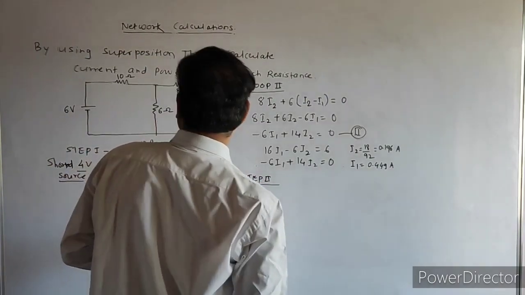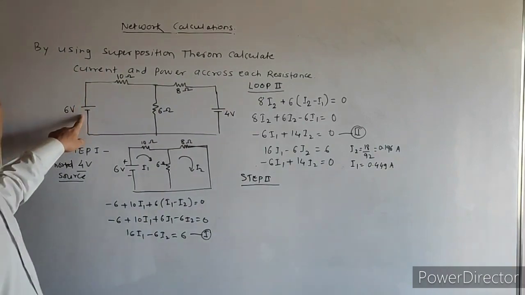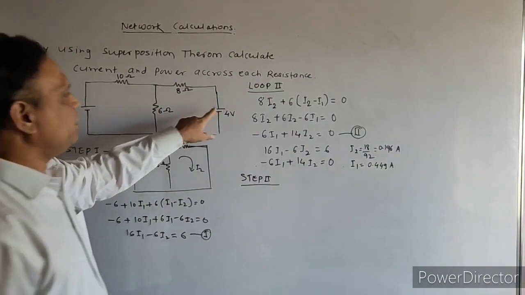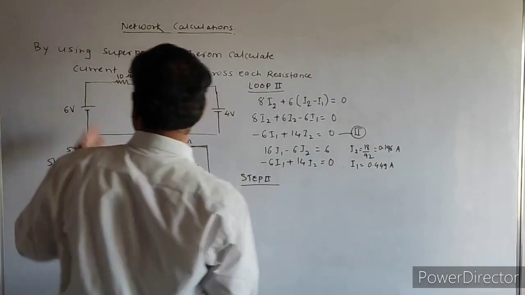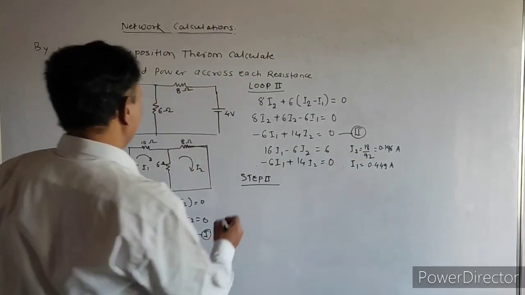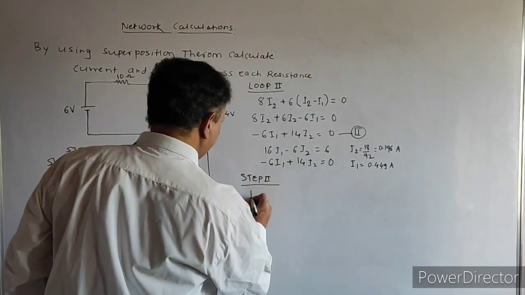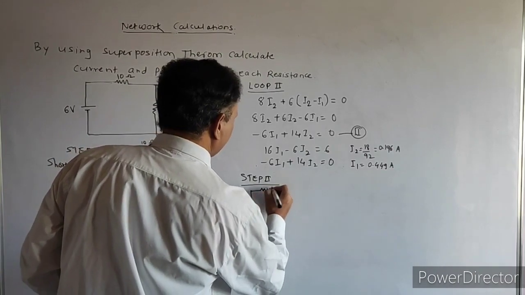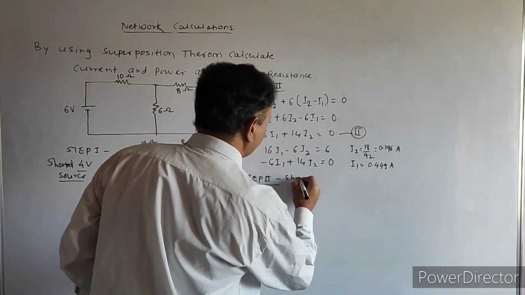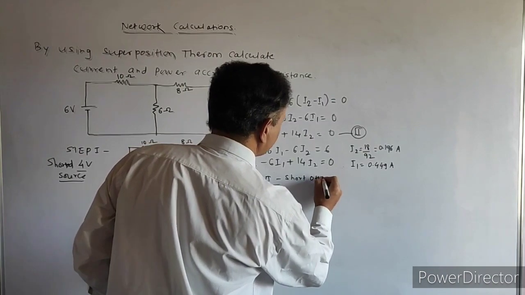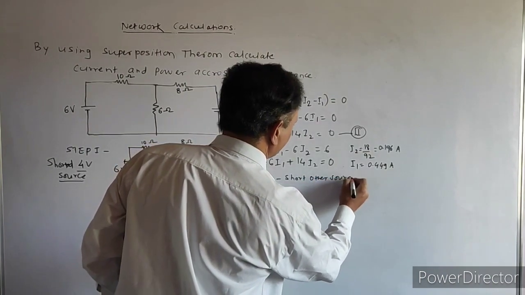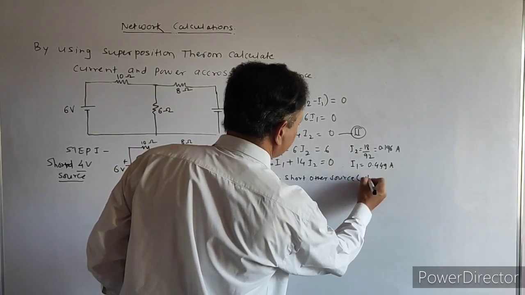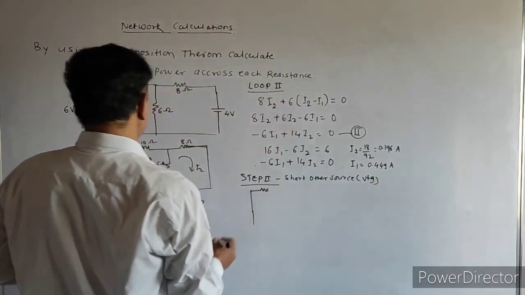Now in step 2, we'll short the 6-volt source and make the 4-volt source active. So this will be inactive and this will be active. Our circuit diagram will be like this. This is shorted. Step 2 will be to short the other source. Obviously it is a voltage source, hence it is shorted.